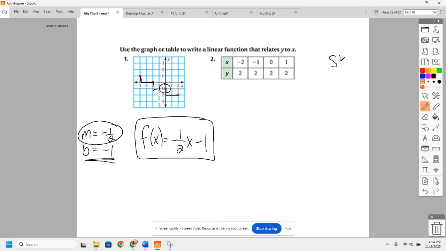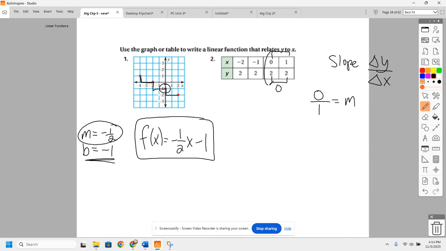Remember, slope is change in y over change in x. So I'm going to go find the change in y first. I'm going to go find that, and I'm going to write it down. So change in y, in this case, y changes 0. So I'm going to put that on top. And then change in x, that goes up 1. So this gets me a slope of 0.